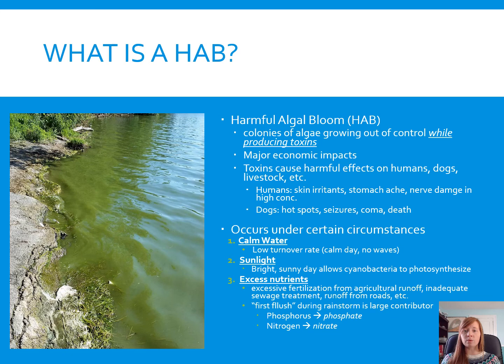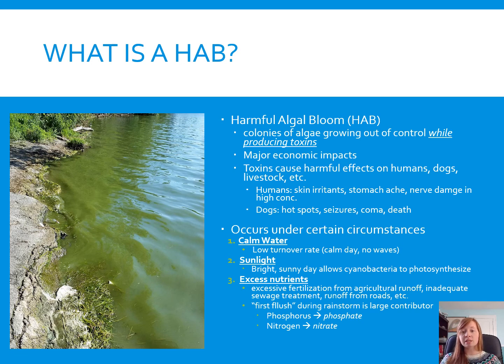Let's start with what is a harmful algal bloom, or a HAB. These are colonies of algae that are growing out of control while they're producing harmful toxins that are dangerous for humans, animals, and livestock. They have major economic impacts, especially in places like Erie, Pennsylvania, that are really thriving off of tourism in the summer months.